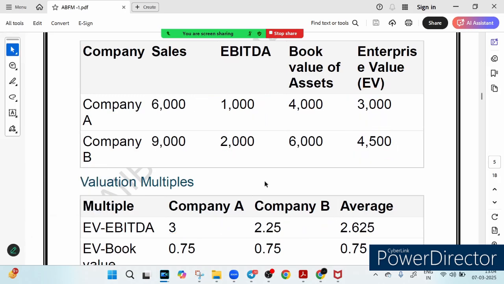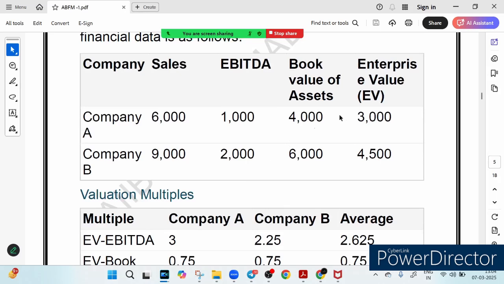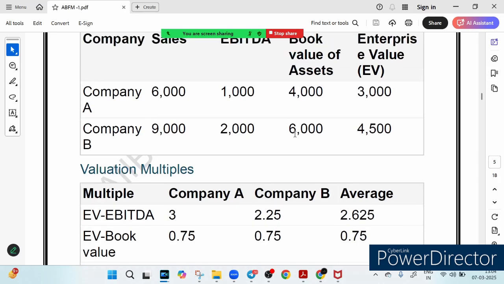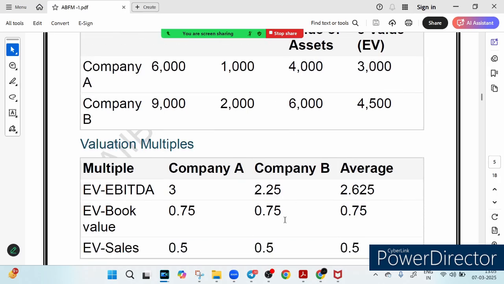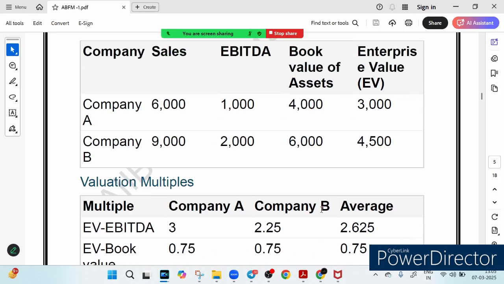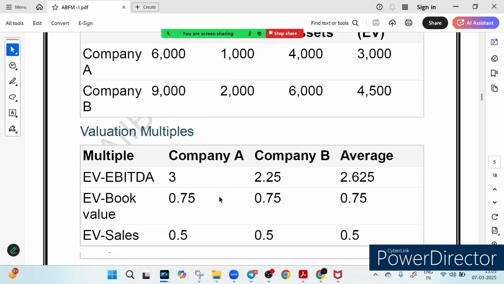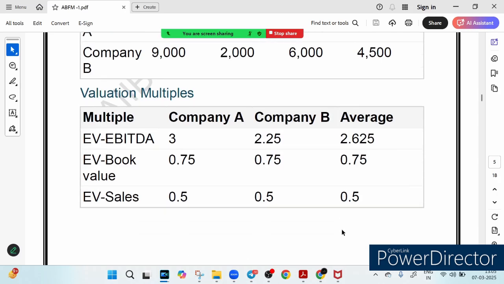Similarly, for the other kind of ratio, suppose EV upon book value. EV 3,000 upon 4,000, 3 upon 4, which is 0.75. And for company B, it is 4,500 upon 6,000, which is 0.75. The average is also 0.75. And the third ratio we have is EV upon sales. So 3,000 upon 6,000, half. 4,500 upon 9,000, half. So the average is also half. So these are the valuation multiples.